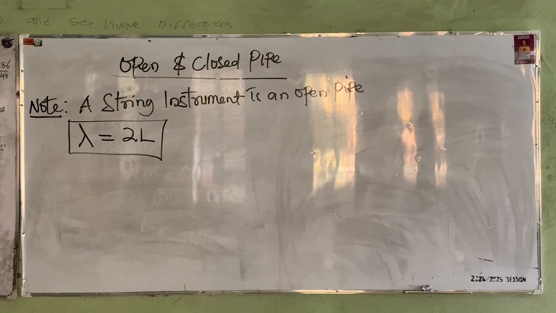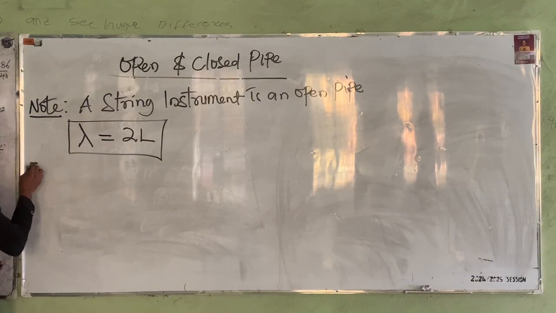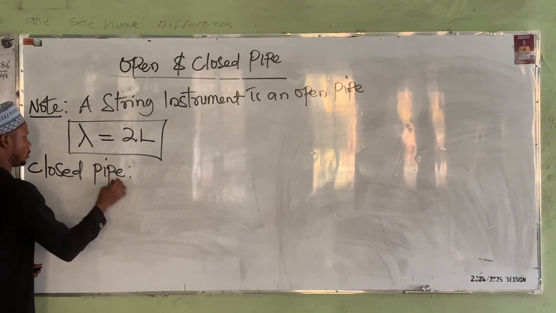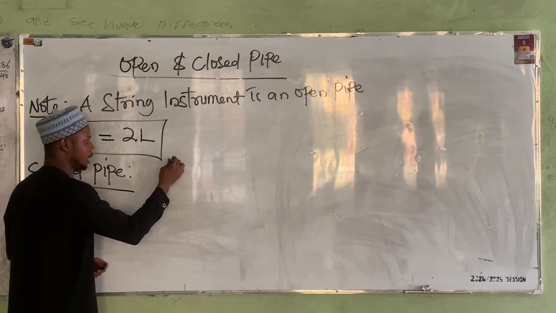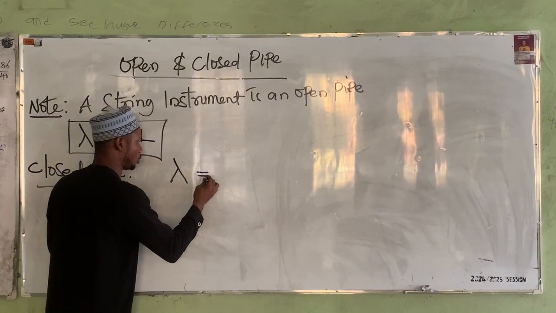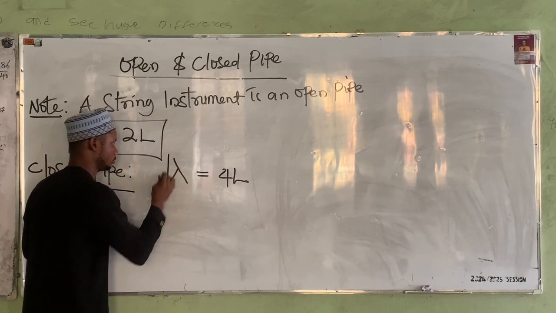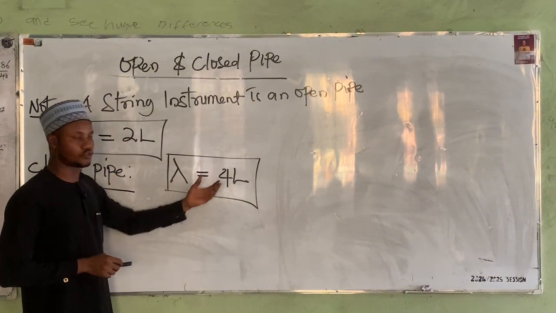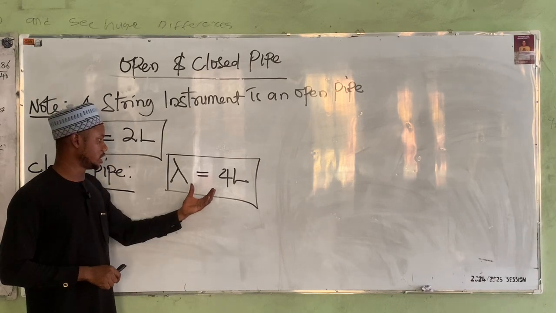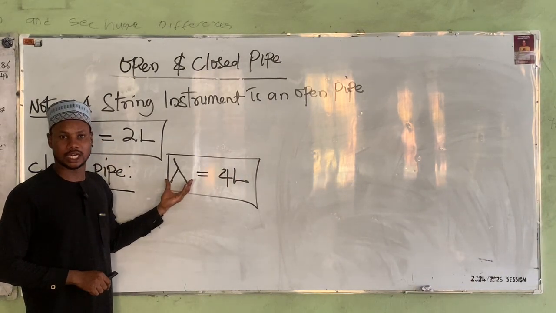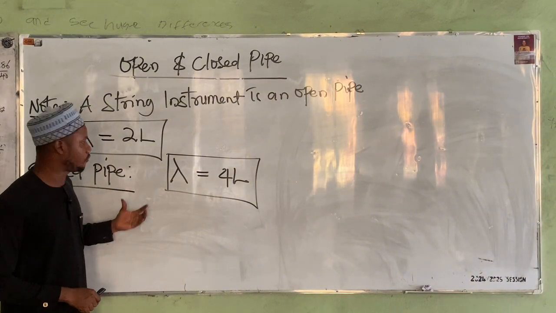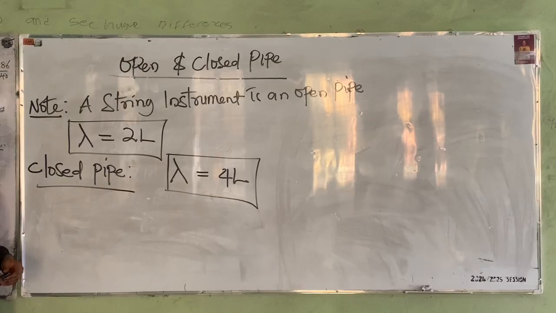Please write. Mathematically, lambda for a closed pipe is equal to 4L. Please take note. So this is the relationship between the wave parameter and the linear parameter in terms of what? Closed pipe.